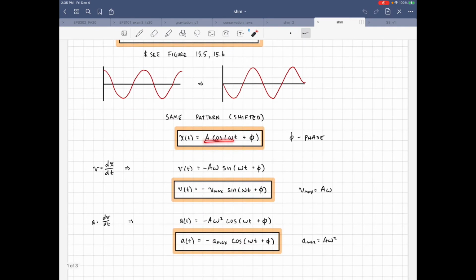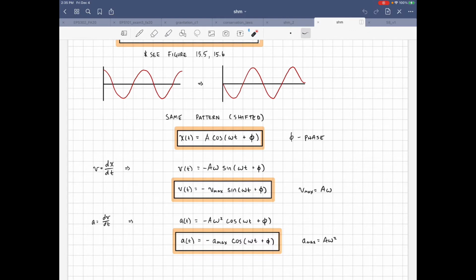So if we take the derivative of this function, we just get minus, because the derivative of the cosine function is minus sine. And then we'll have to use the chain rule, so we'll also have to take the derivative in here, which the derivative of omega t is just going to be omega. So we end up with minus A omega sine(omega t plus phi), which the book writes out in this form with Vmax, where Vmax equals the amplitude multiplied by the angular frequency.